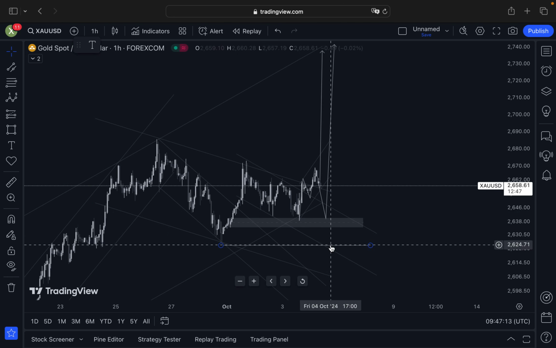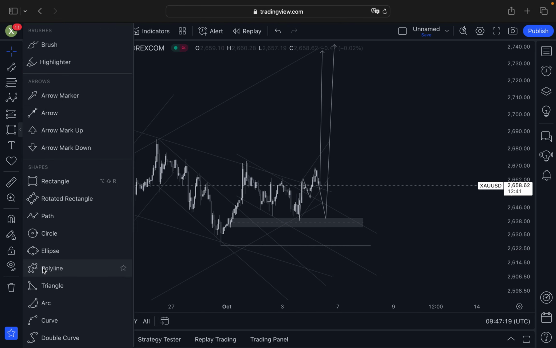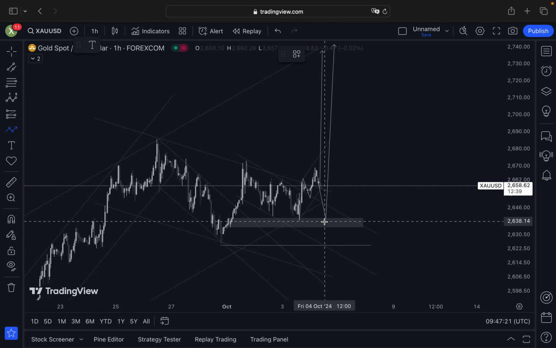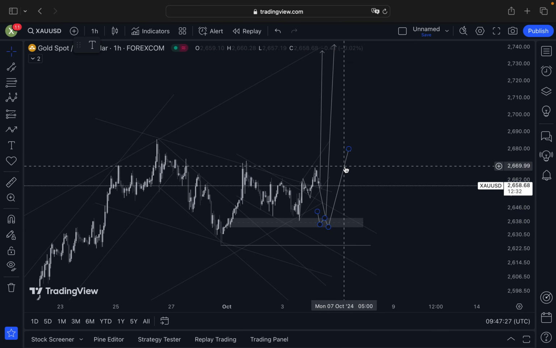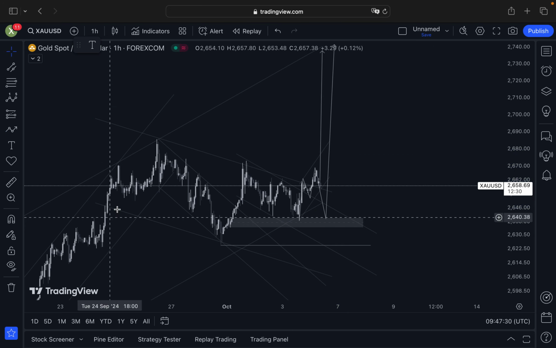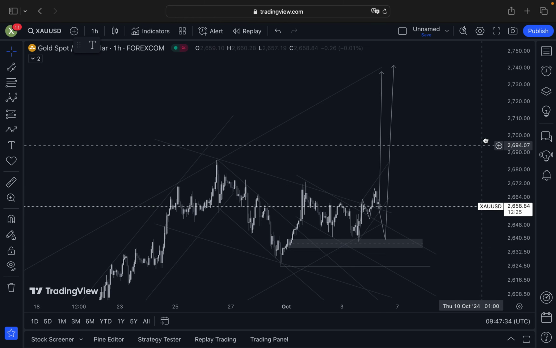And then if it reaches here, we also wait a bit. Once we start getting reversal indications, all right, if we start getting reversal indications here, double bottoms, we can buy, or heads and shoulders, we can continue to buy, or here at the bottom. So let's wait for this to play out.